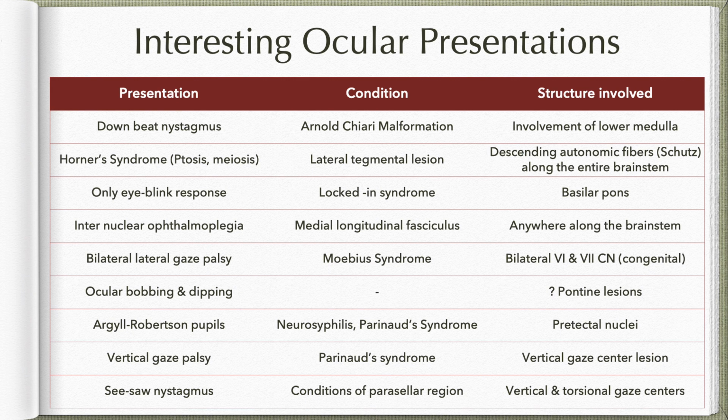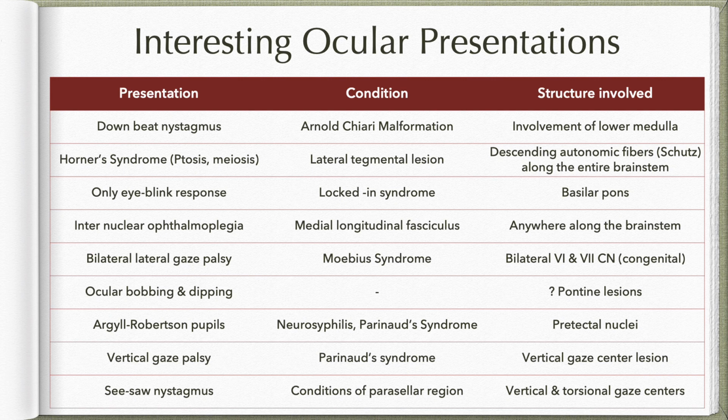Then we find features of Horner syndrome, which involves ptosis, miosis, anhidrosis, enophthalmos and loss of the ciliospinal reflex. That is seen in lateral tegmental lesions, whether at the level of the midbrain, pons or medulla. That's because of involvement of descending autonomic fibers, which descend along with the dorsal longitudinal fasciculus of Schütz.